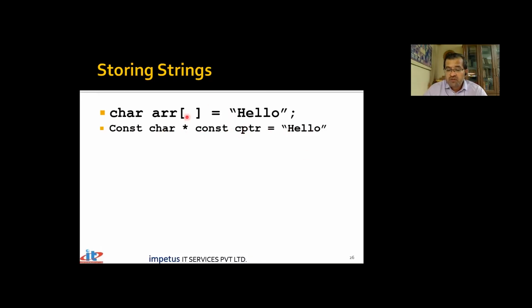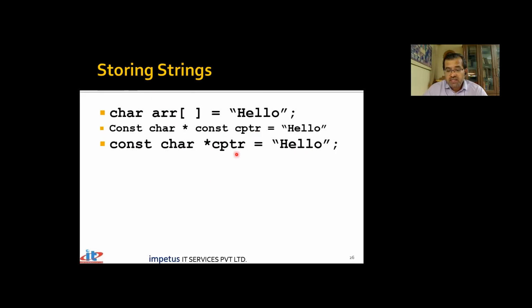But the difference is here no memory is allocated for ARR, whereas over here memory is allocated for CPTR. Because this is a pointer, it will take 8 bytes. Whereas this is just an array name, this will not take any bytes. This will only refer to this string constant. Whereas this pointer will store the address of this, and this can also decay to be a pointer. Or I can say constant char star CPTR is equal to hello.